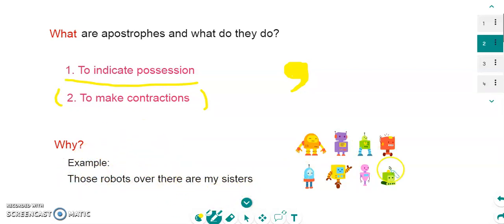So I've got some robots over here, and the sentence we have is "those robots over there are my sisters." And in this sentence, there are three ways we can use an apostrophe or not use an apostrophe. We can use one here, we can use one here, and we can not use one. And each of these scenarios all have very different meanings. So we're going to go into this a bit later, but this just shows you that even though apostrophes are very small, they really contain the meaning and the sense of what you're writing.